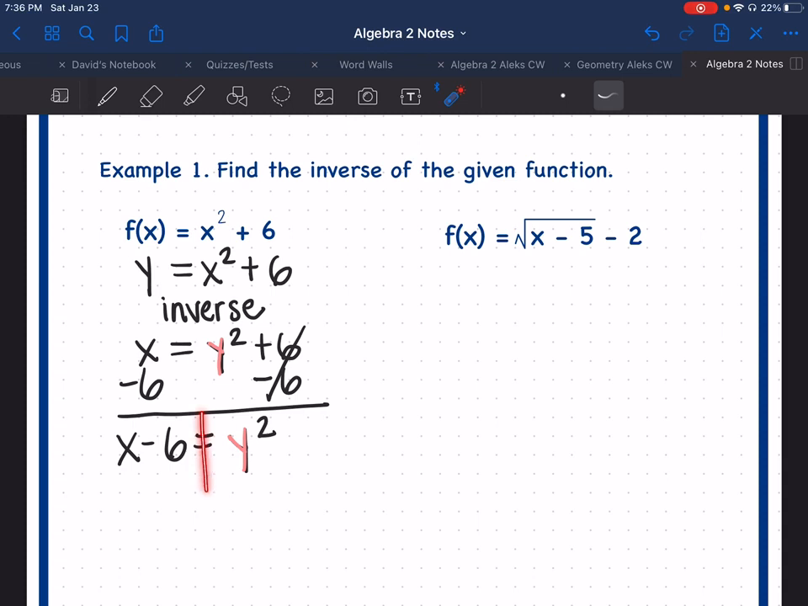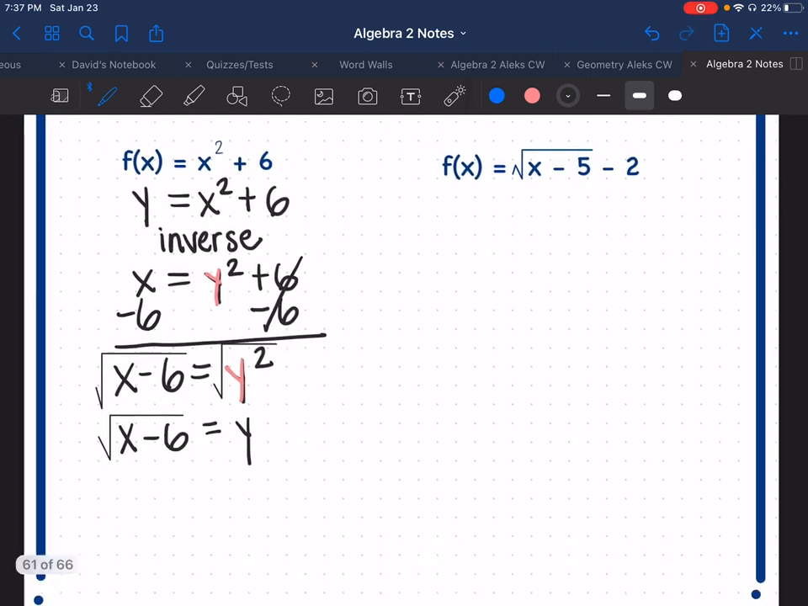And remember, always look at your equal sign. Anything that's moved to the other side is not bothering your variable y any longer. How do I get rid of that square? Well, I take its square root. What I do to one side, I must do to the other. So I end up with y equals the square root of x minus 6. This is all I can do. My y is now completely alone.